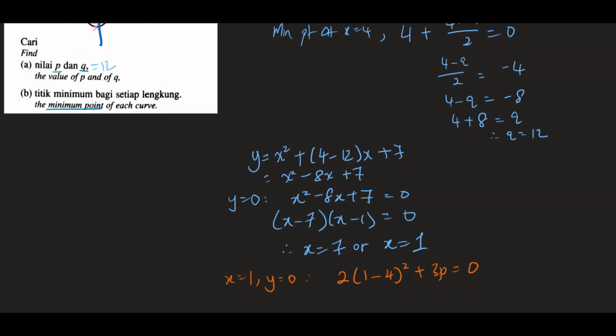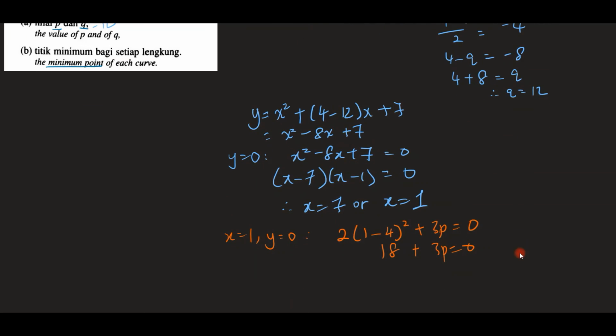So this is 2 times negative 3 squared. So 2 times 9 is 18. And then from here, I can solve for p. So p is negative 6. I have everything already. That's part A only. I still have part B to do.